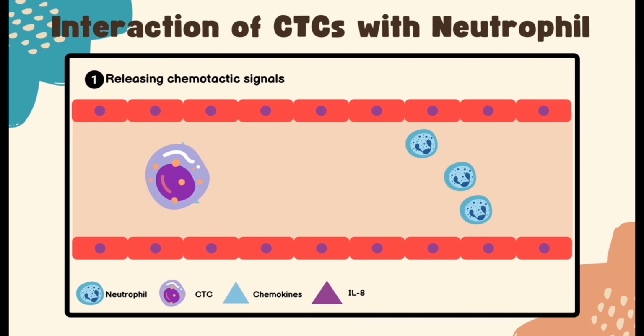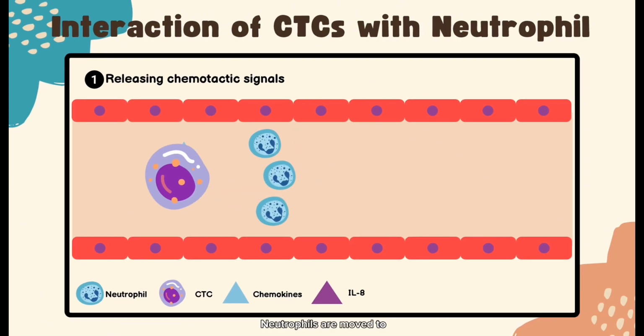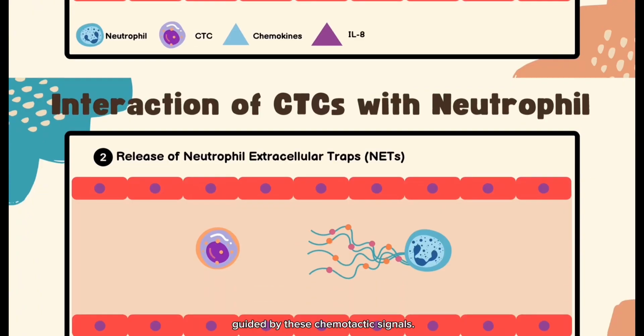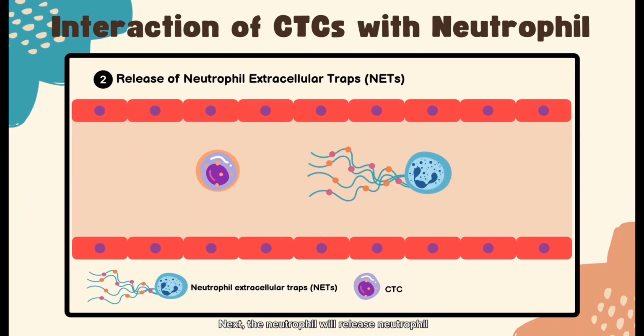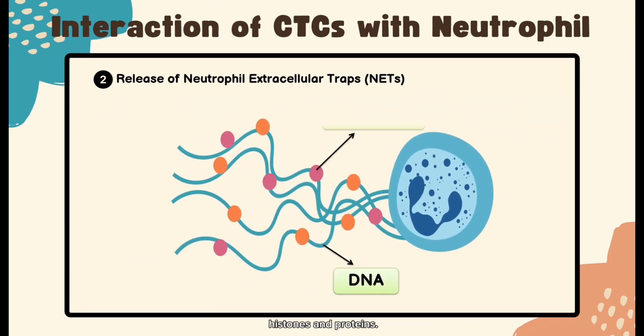First things first, CTCs will release chemotactic signals such as chemokines and interleukin-8. Chemotactic signals are chemical signals that make neutrophils move towards the source of the signaling. Neutrophils are moved to the site of the tumor through the bloodstream, guided by these chemotactic signals. Next, the neutrophils will release neutrophil extracellular traps, or NETs. NETs are web-like structures composed of DNA, histones, and proteins.